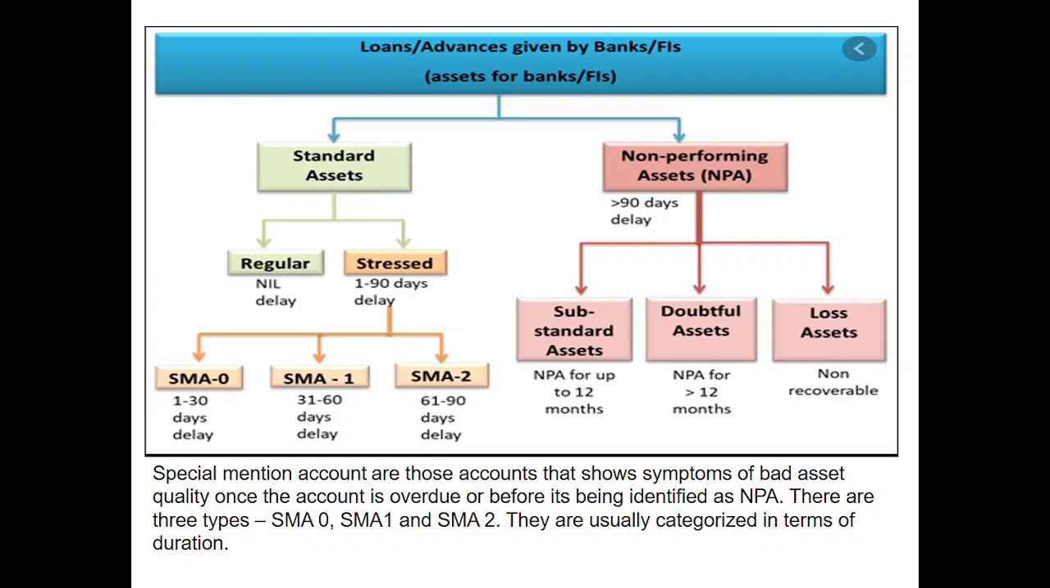What are the chances of recovering it? Very less, very less. So in the majority of cases, doubtful assets are those where recovery is not possible, where the collateral value is not of considerable amount, and the majority of the loan is going towards a written-off state. Finally, it is your loss assets, which are totally non-recoverable in nature.